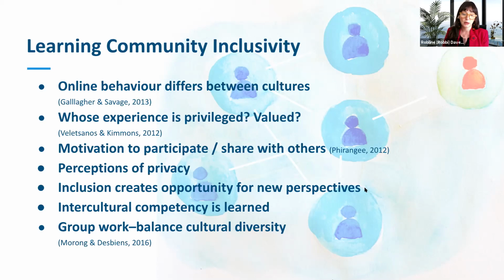So, Morong and Desbian mentioned group work and balancing the cultural diversity. Another article actually mentioned that, while there are varying different perspectives, it might be helpful to keep the same group together for the whole entire semester, so that comfort helps carry through the whole semester between people.